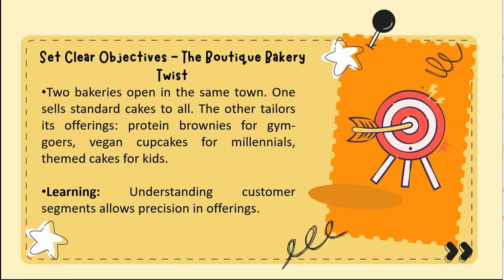So what's the learning? The second bakery is getting success, whereas the first one is not. So understanding customer segments allows the organization to make offerings more precise as per the requirement of the market. That's what the second bakery did. Catching the teenage girls' liking for K-pop, they include different elements of the K-pop group in the cake design. It's possible and they are providing it.